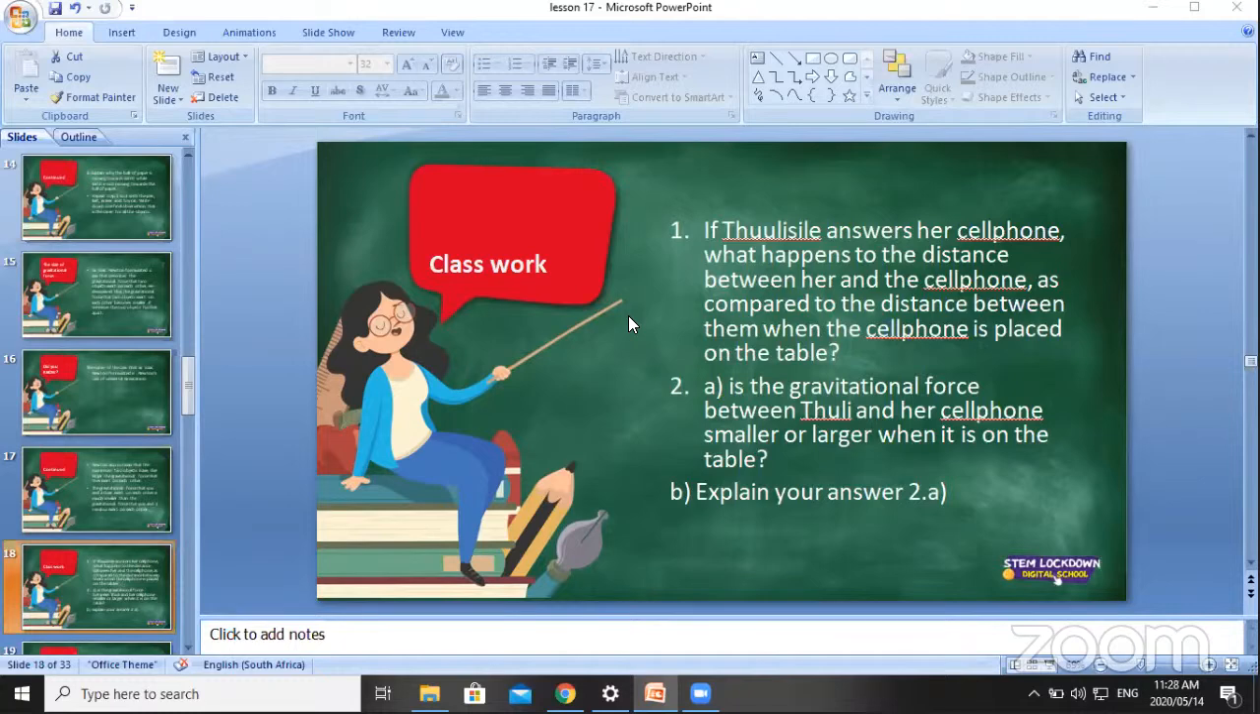So 2A, is the gravitational force between Tuli and the cell phone smaller or larger when it is on the table? The answer is smaller. Explain your answer in 2A: because of the distance. The further the objects are apart, the smaller the gravitational force between them. And let's continue, grade 9s.